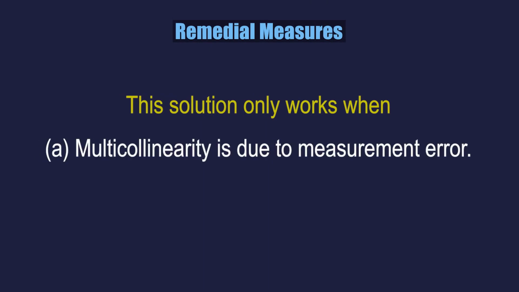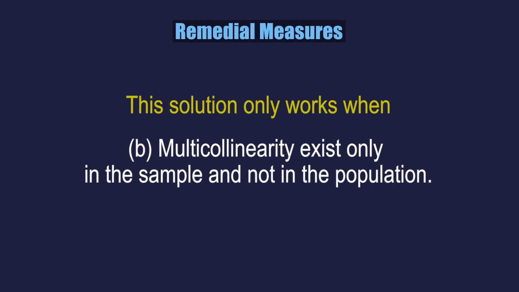The solution works only when multicollinearity is due to measurement error. Measurement error means there are lots of omitted variables which were not taken up. Now as I increase the sample size, as I increase the number of independent variables, those are incorporated. Or it exists only in the sample and not in the population. Because if it is in the population, it's a perennial problem. If it's in the sample, then increasing the sample size can remove the problem of multicollinearity.